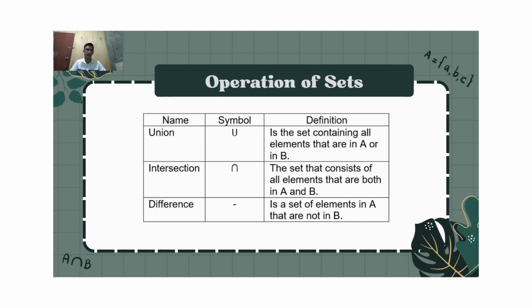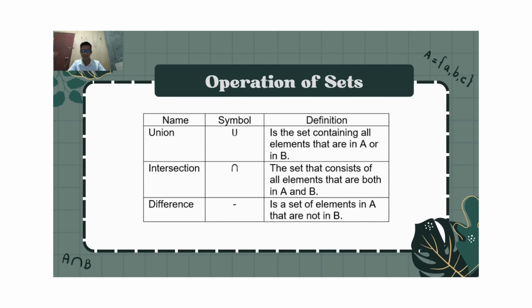Now, let's proceed to the next slide. We can see here the operations of sets. So we are going to tackle the operations of sets. Now, first we have the union. And if you notice its symbol, it's the letter U. Okay? And its definition is the set containing all elements that are in A or in B. Intersection, its symbol is like the reverse or the opposite of U. Okay, the definition is the set that consists of elements that are in both A and B. On the other hand, last we have the difference. So when we say difference, its symbol is like a minus sign.